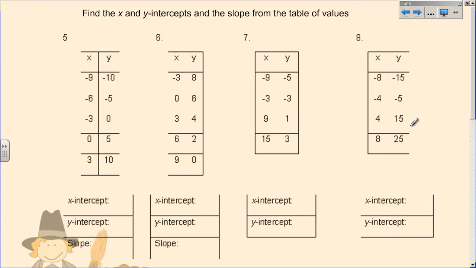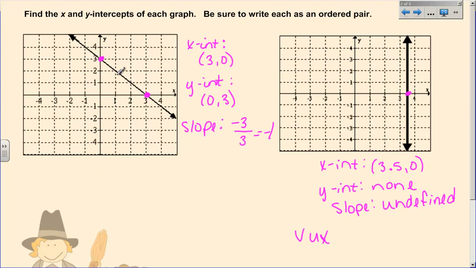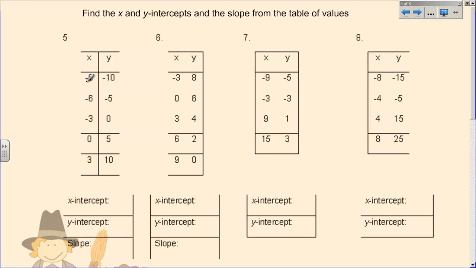So now let's find it from a table. If you will go back to what we just did from the graph, I have x-intercepts and y-intercept. If you will notice that at the x-intercept, the y value is 0, and at the y-intercept, the x value is 0, and that will always be true. So the x-intercept is where y equals 0, and the y-intercept is where x equals 0, which is just the opposite.